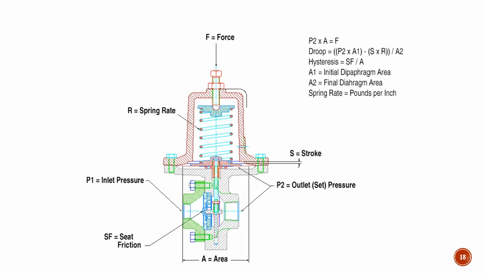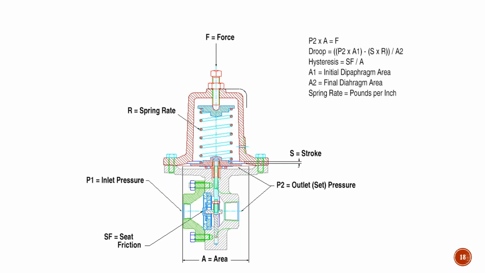I always enjoy tossing this in here, but this is actually the calculation for droop. And there are three big considerations in droop. One is the spring rate, the lighter the better. One is the effective diaphragm area, and that is the larger the better. And the last is stroke length, the shorter the better. So if you have a short stroke, a big diaphragm, and a light spring, your droop performance will be pretty good.